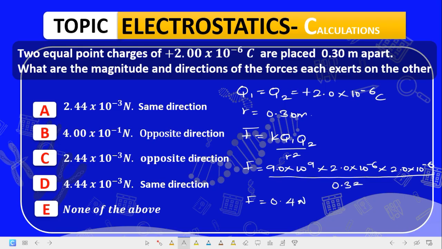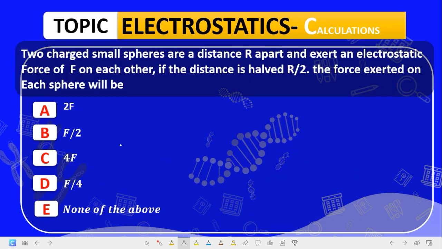0.4 Newton, and then 0.4 Newton, if you count this forward once, F will be 4.0 times 10 raised to the power of minus 1 Newton, because you counted forward once. And then the correct answer to that question is option B, 4.0 times 10 raised to the power of minus 1 Newton. Now you have another question.